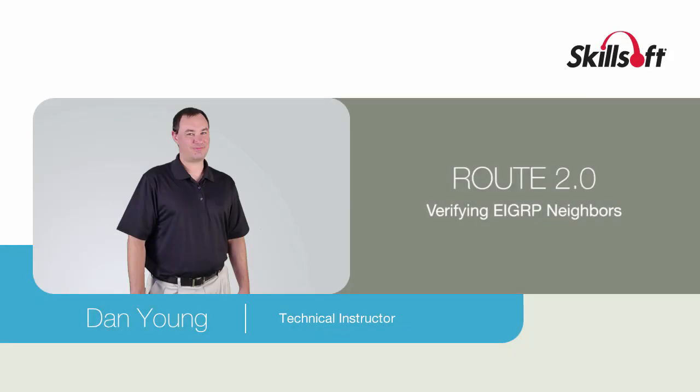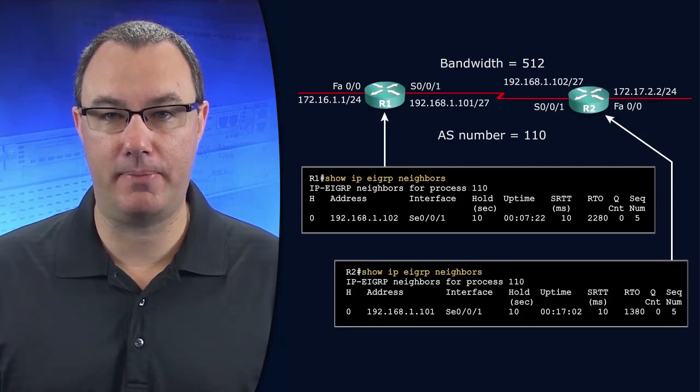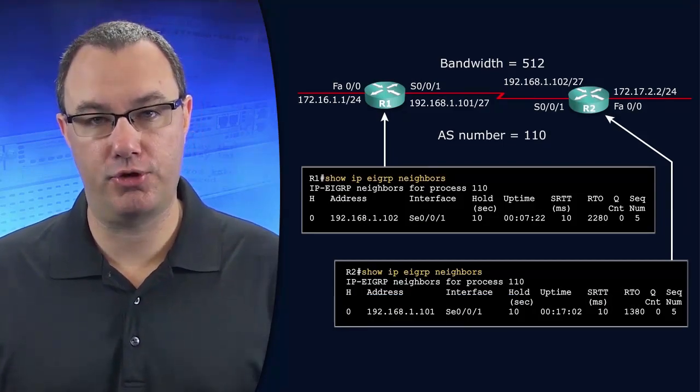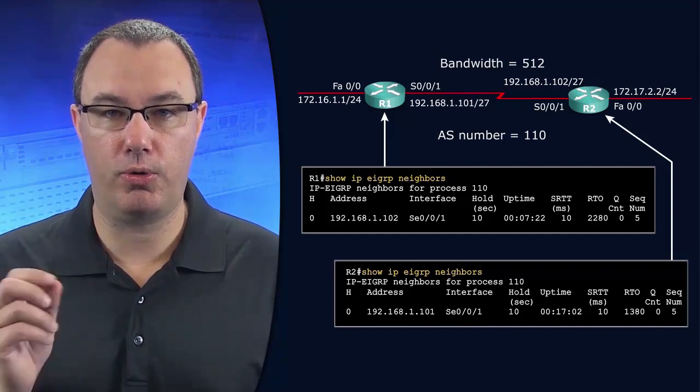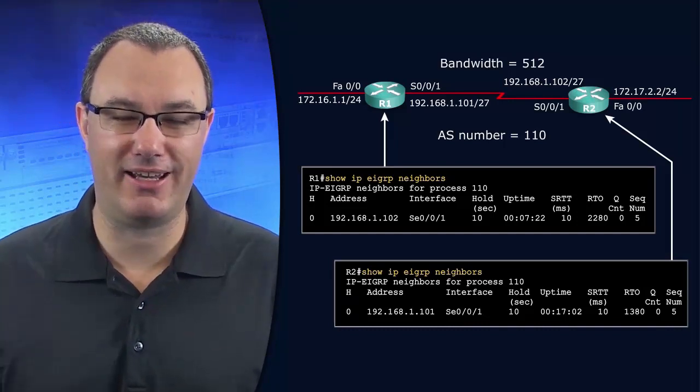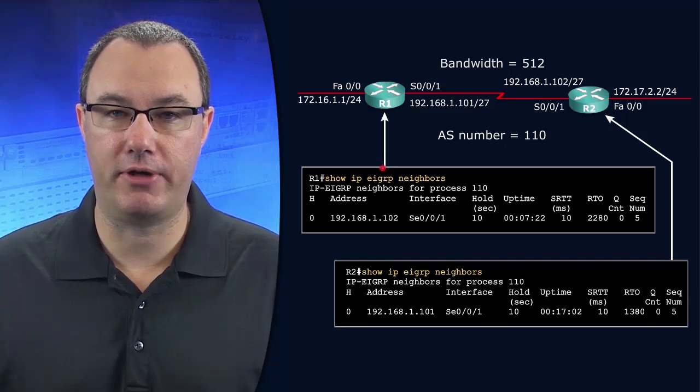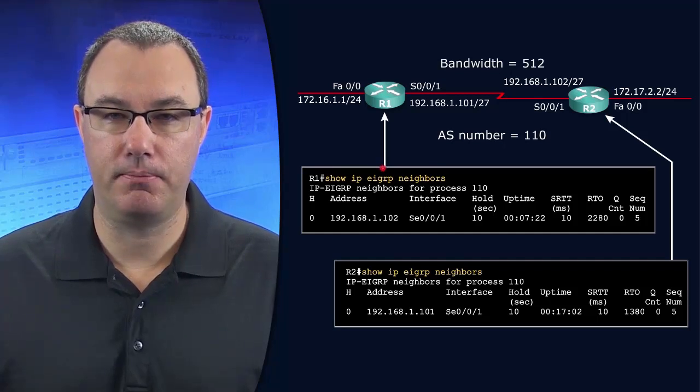One of the first things we're going to do after we have prepared EIGRP with the simple autonomous system number and the network statements, we're going to validate our config. And we really need to do this command early on. Show IP EIGRP neighbors. So our verification for EIGRP mostly falls under show IP EIGRP.